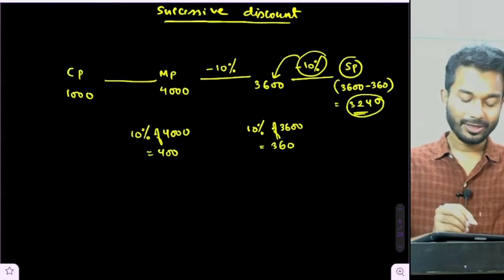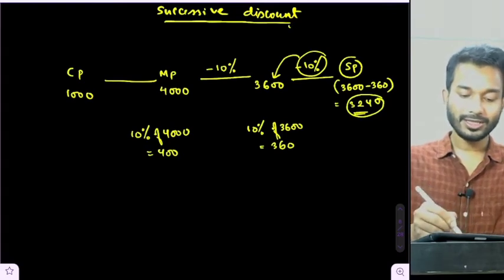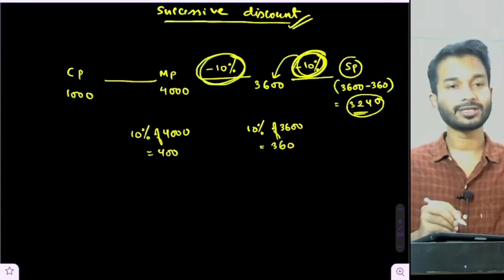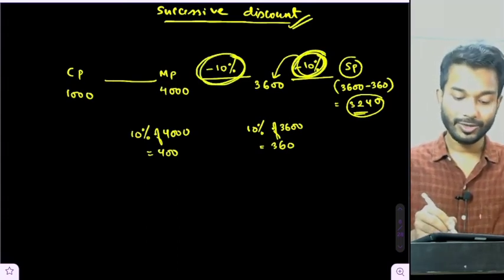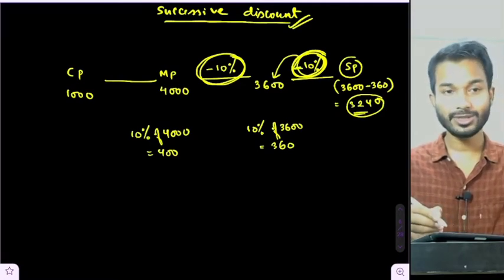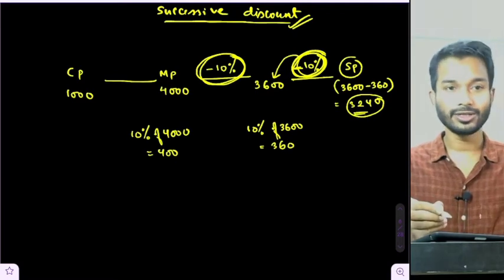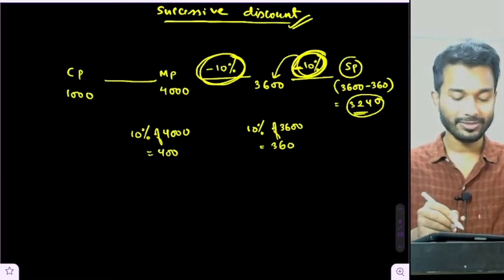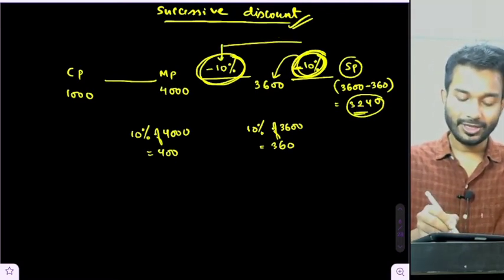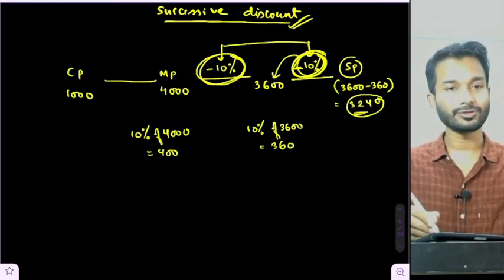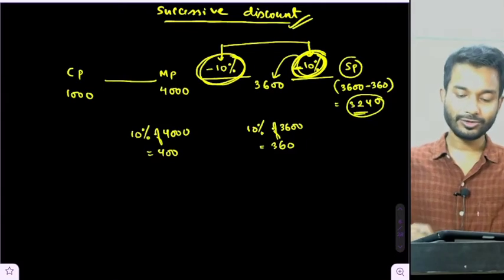I hope you're getting it. Now the question is, what is successive discount? This type of 10% discount is said to be successive discount. Now the question is, how much net discount do I get? Is it 20%? 10 and 10 should be 20, right? But it is not 20. So how much is the discount I have given? Here I have offered two discounts. It may be three also. So such a question, how do you solve it?